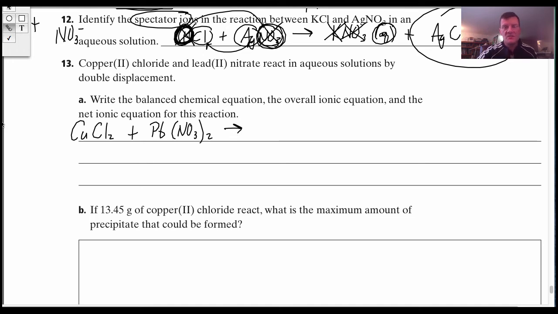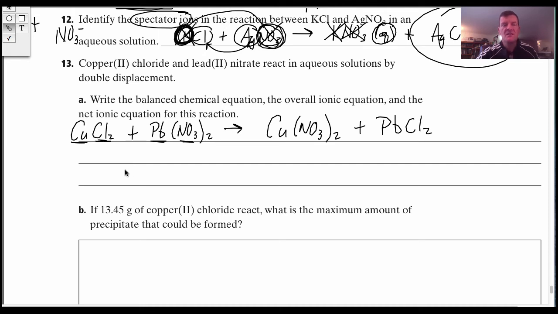Now we're going to mix these two solutions together. What's the new possibilities? The metal from here could join the non-metal from the other solution. So we could have copper 2 nitrate. Just like that. And the metal from the second one, the lead, could join the non-metal from the first one. Lead chloride. Just like that. Okay? Let's balance it. I got 2 chlorides on both sides. I've got 2 nitrates. Yep, everything's balanced, so we're good.